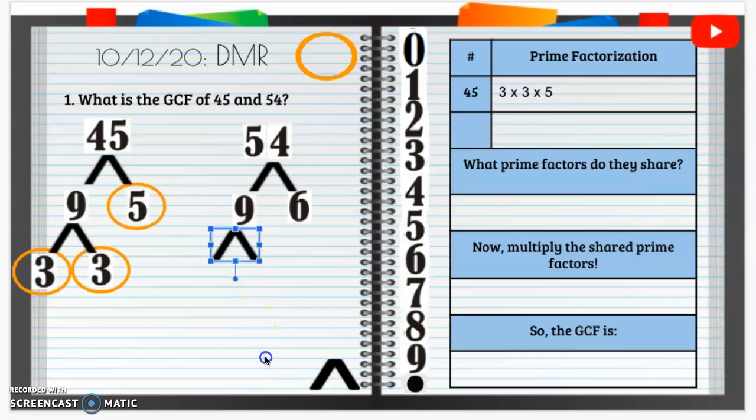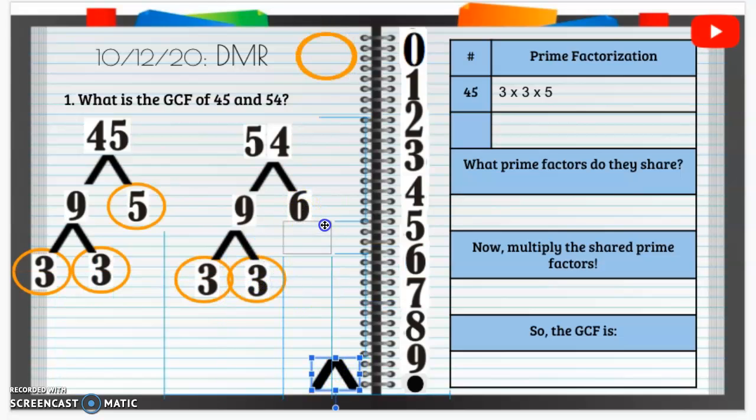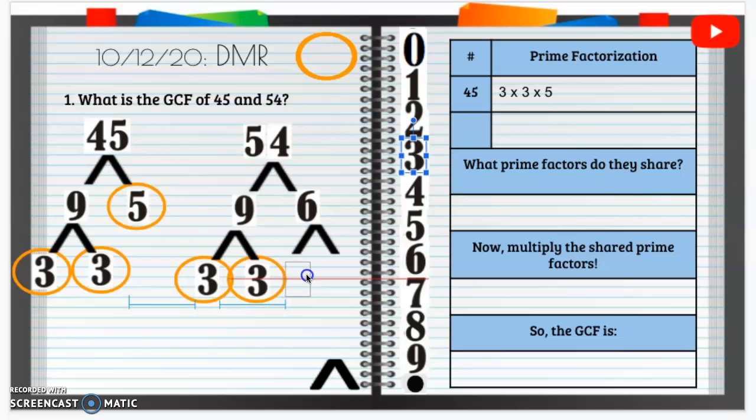9 we can break down into what times what? Oh yeah, 3 times 3. We can definitely do that. Woohoo! 3 is a prime number, so we're going to circle it because the only two factors are 1 and itself. What about 6? What can we break 6 down into? Oh, 3 times 2, or 2 times 3. And yes, indeed, 3 is a prime number because the only two factors are 1 and itself. Same thing with our 2.